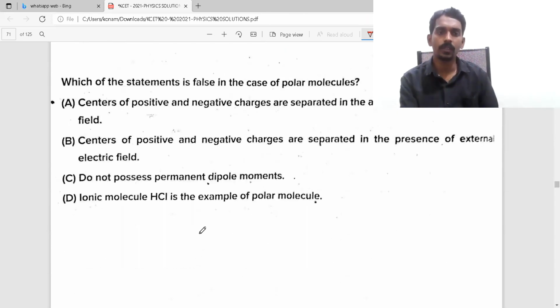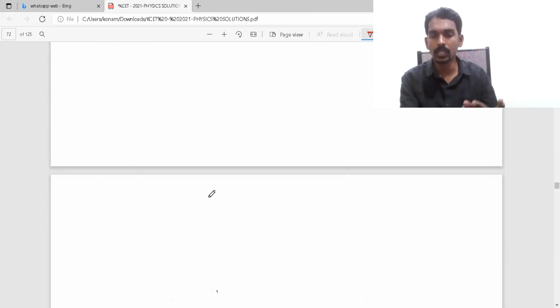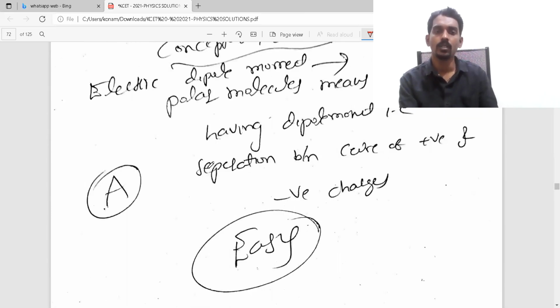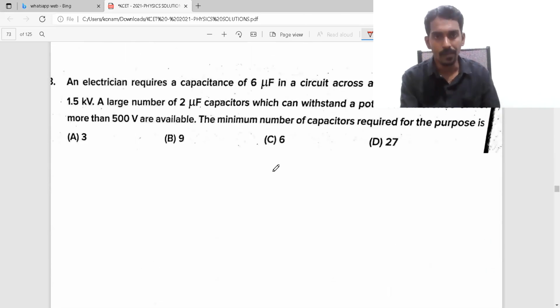Now, which of the statements is false in the case of polar molecules? Polar molecule means they must have a permanent dipole moment. That means the centers of positive and negative charge must be separated by some distance. So accordingly you can choose. It is direct but conceptual based. You need to know the definition of electric dipole moment and the definition of polar molecules. Generally in chemistry we'll study that in depth.